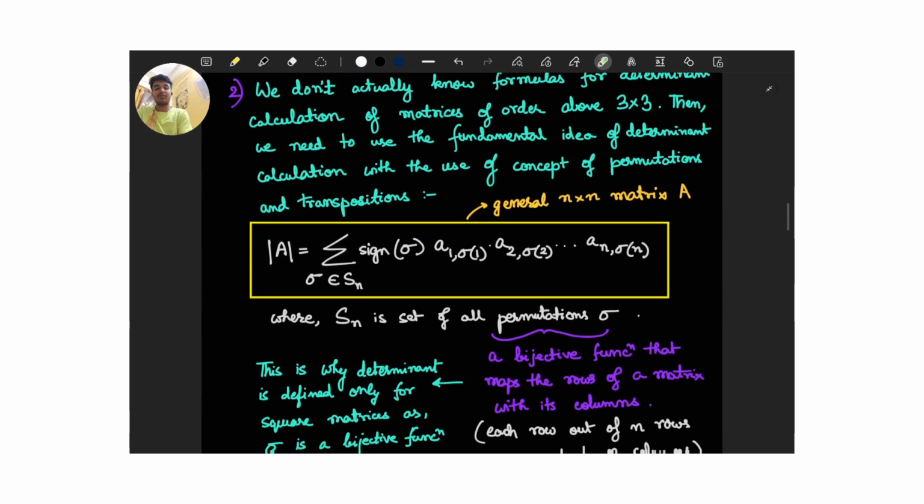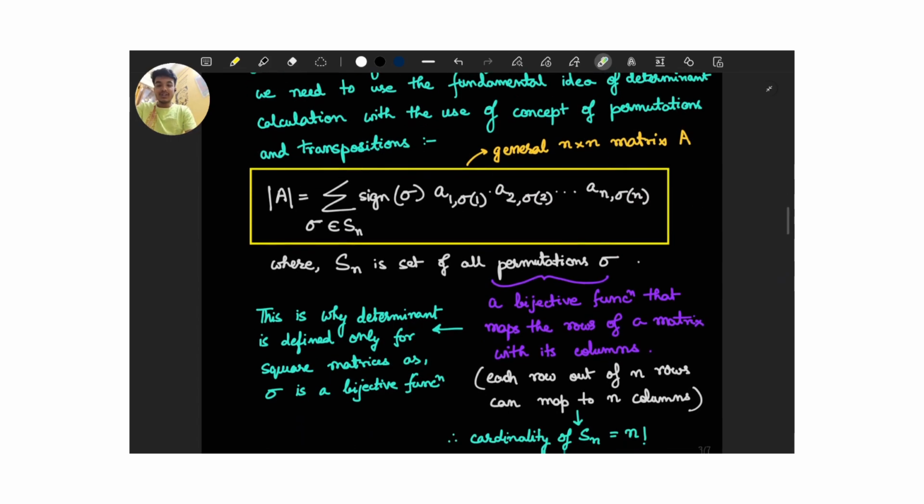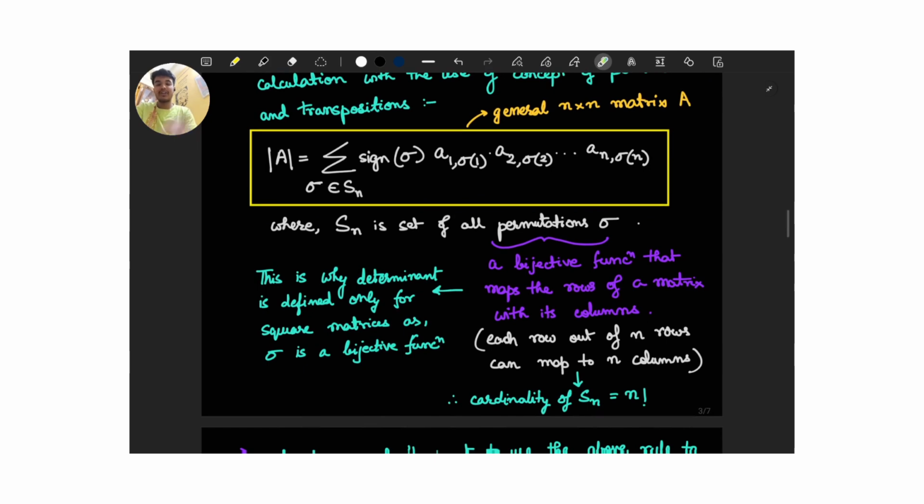I have just shown you the formula that we use to find the determinant of such general matrices, but you don't need to get scared about it. It is not of any relevance to your JEE syllabus. It can be written as a summation of sign of sigma, where sigma is a permutation function. It is basically a bijective function, as I've written here, that maps the rows of a matrix to the columns of the same matrix.